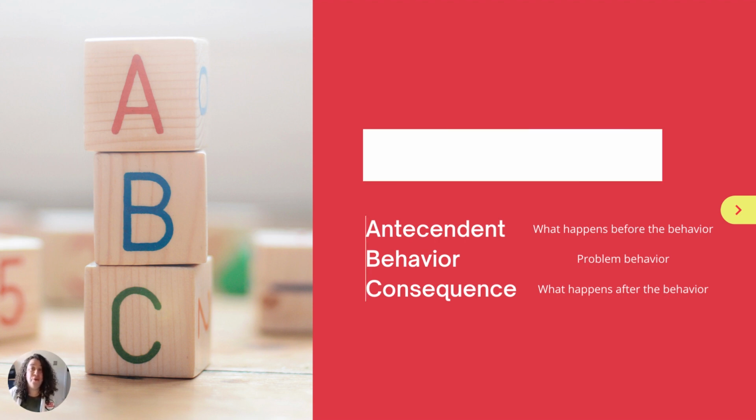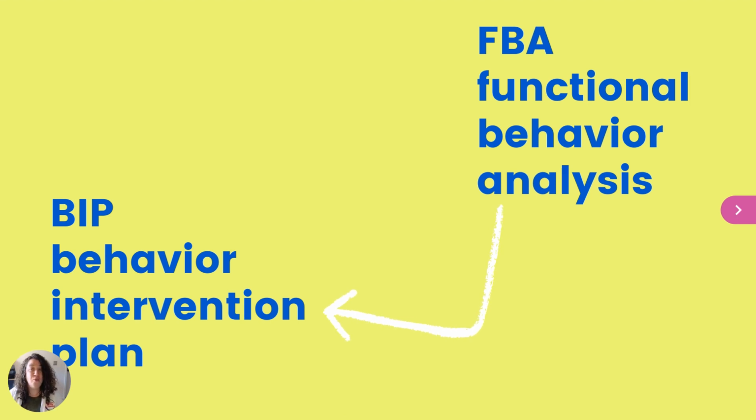From this data, whatever format it's collected in for the functional behavior analysis, we're able to develop a theory of what's leading to the behavior and what the student is trying to get from the behavior. That information is what leads to a behavior intervention plan, which is the plan that will be put in place to try to address the problem behavior, to try to eliminate the problem behavior.